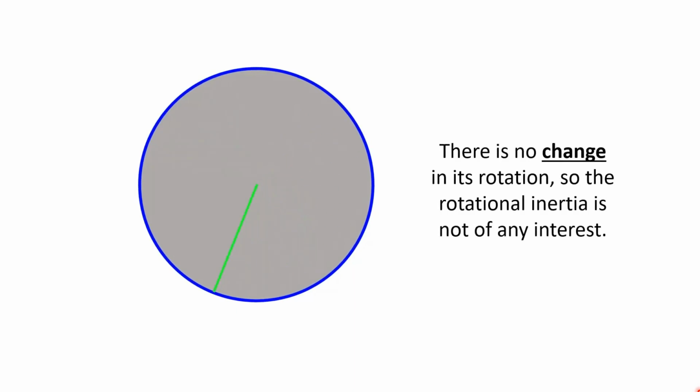As an example, here I have a solid disk and it's moving with uniform circular motion, which means that it has a constant speed. Well, the constant speed means that its rotation is not changing. So what we can say then is because there is no change in its rotation, the rotational inertia is not really of any interest. It's not going to be any prime factor for our discussion. Rotation itself isn't the concern for rotational inertia. It's all about if the rotation is changing. So remember that word, changing. That's the key word.